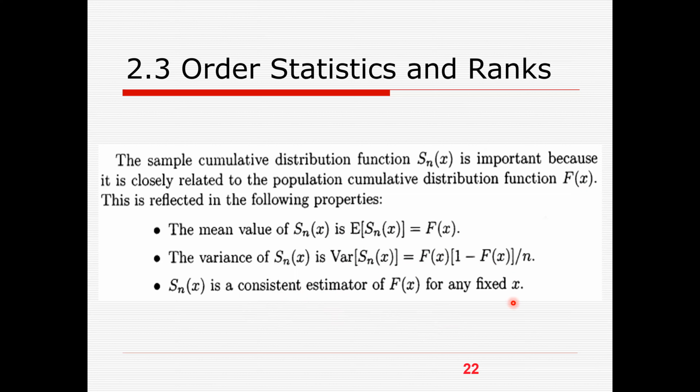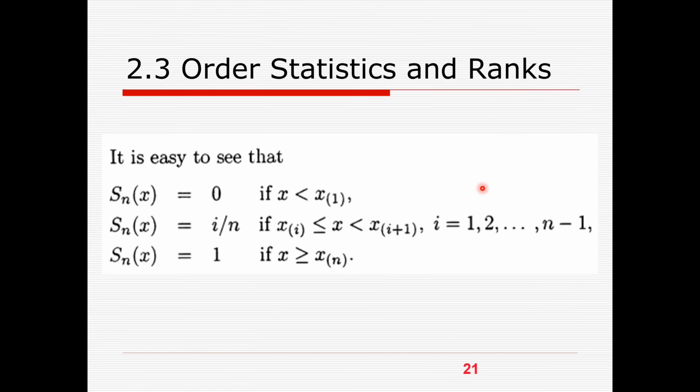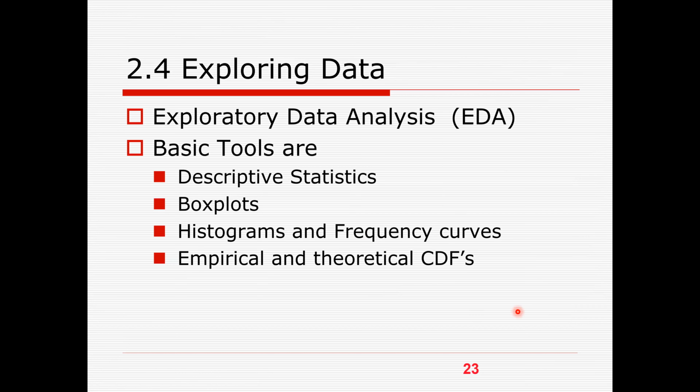So how do we get this? Just think of S_n(x) as a piecewise function, and it is a piecewise function because it has steps like this. And F(x) is its linear approximation when n is very large. So you can get these relations.